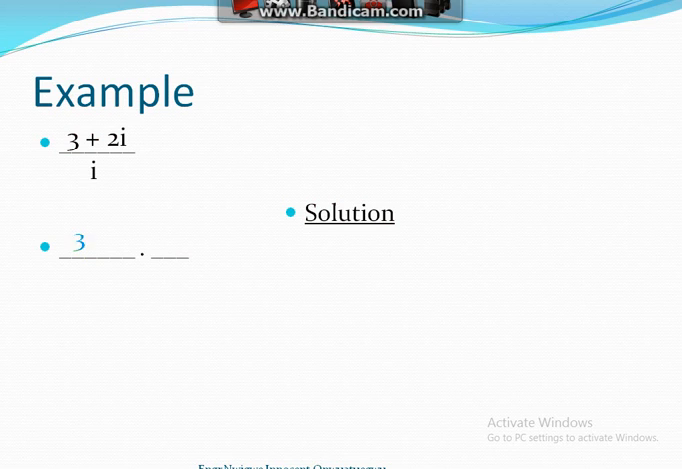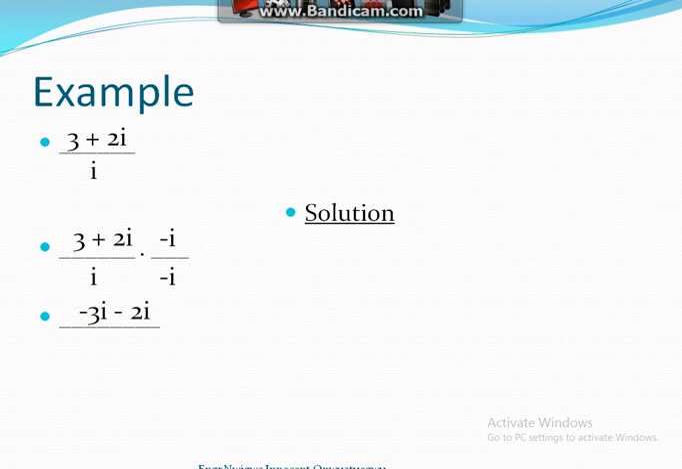Example, solve 3 plus 2i all over i. Solution, we have 3 plus 2i all over i times the conjugate of i, which is minus i over minus i. If we multiply throughout, we are left with minus 3i minus 2i squared all over minus i squared.